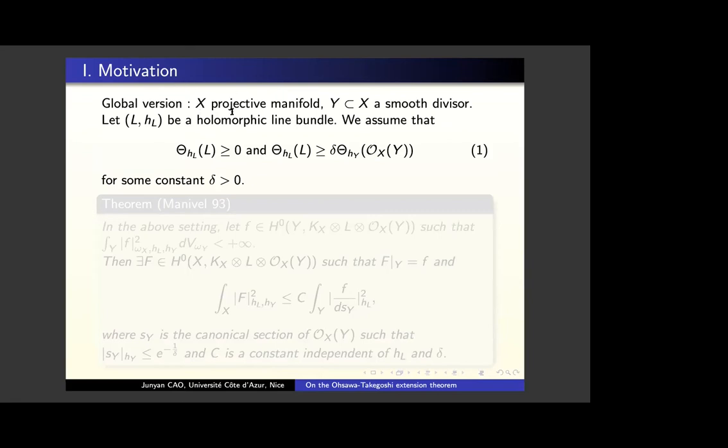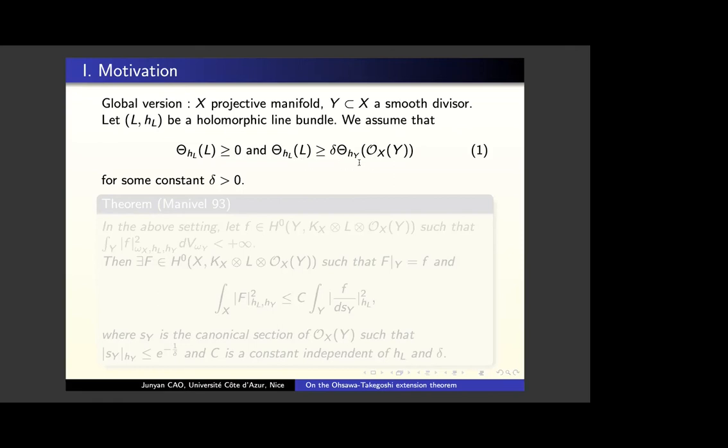For simplicity, I always assume that X is projective, but in fact the setting here can be much more general. We suppose that the line bundle L satisfies the following two curvature conditions. The first one is that its curvature is semipositive in the sense of currents. I would like to recall that h_L might be a singular metric. For example, once L is a pseudo-effective line bundle, in this case we can always find a possibly singular metric such that its curvature is semipositive. In fact, the first condition is equivalent to saying that L is pseudo-effective.